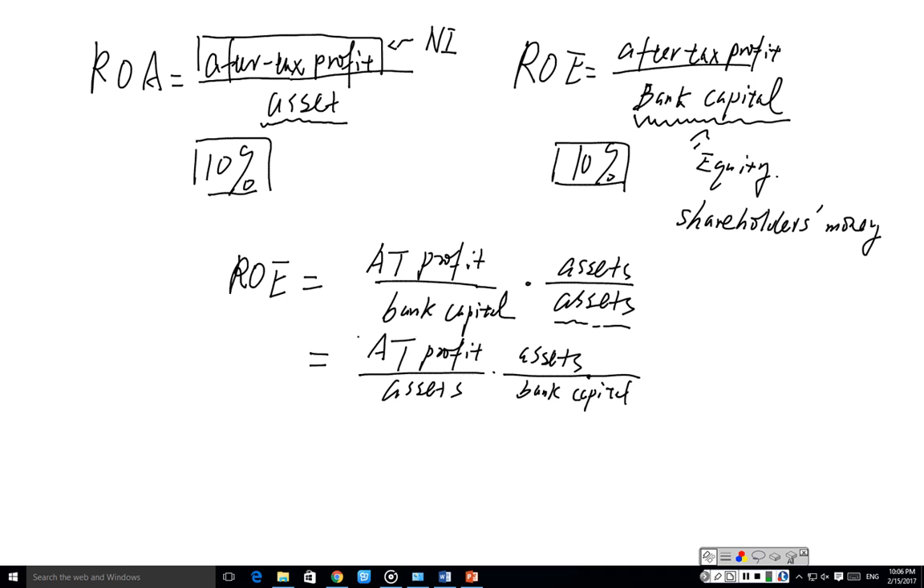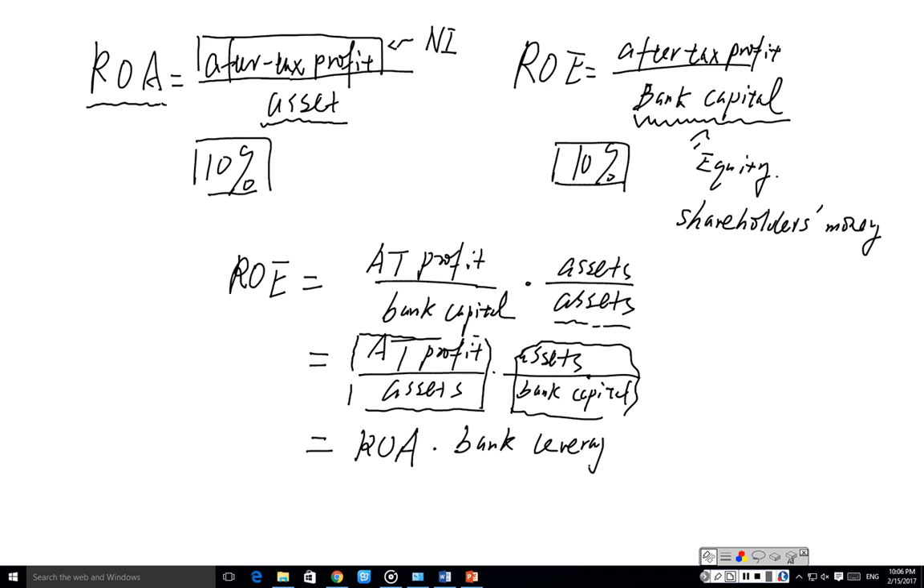So what is the first part? After-tax profit over asset. What's this? If you look at the ROA here, that's actually what we calculate for ROA. We use after-tax profit divided by asset. So this part will become the ROA. And the second part here, asset over bank capital, we call this the leverage, or bank leverage.